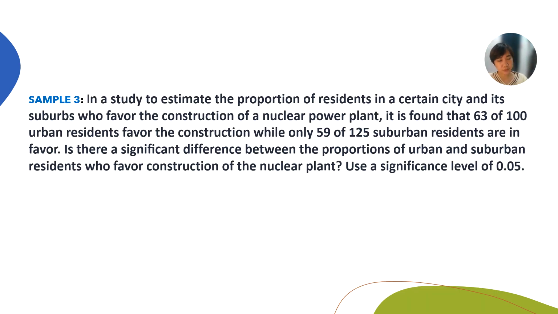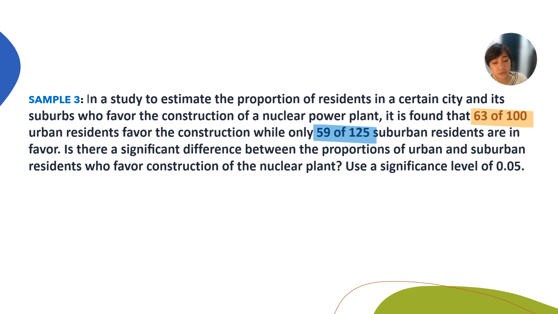Another example, let's identify what type of hypothesis testing to use. It is obviously a z-test on proportion because the parameters we see are proportions. That is 63 of 100 and 59 of 125. Convert them to proportions and we get 0.63 and 0.472 respectively. Those will be the p hat 1 and p hat 2.